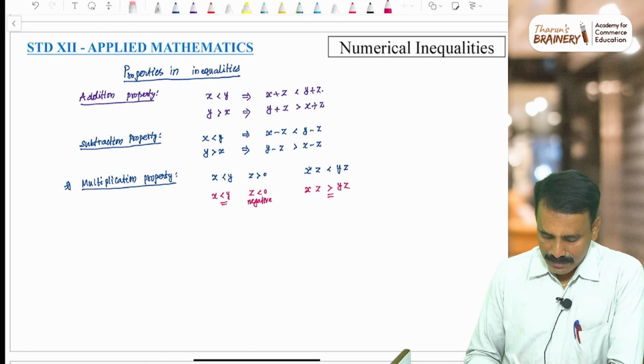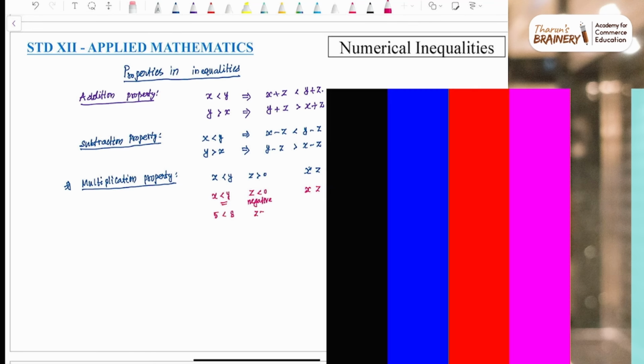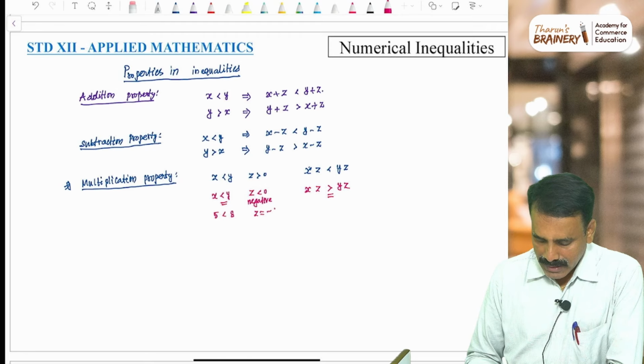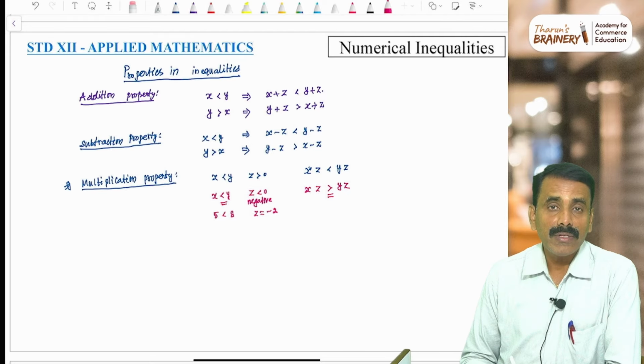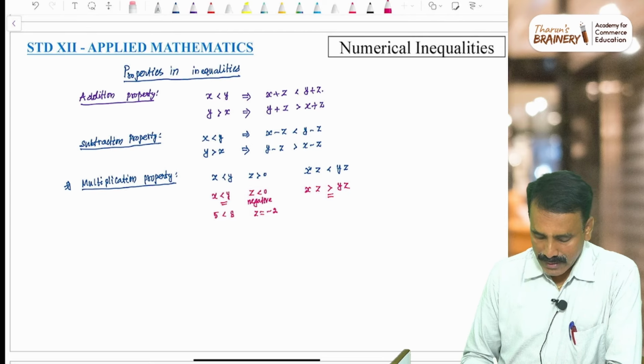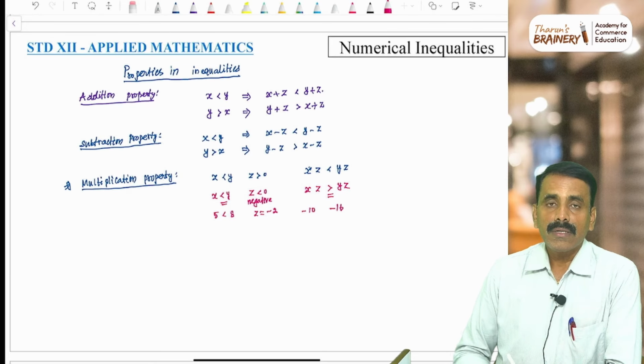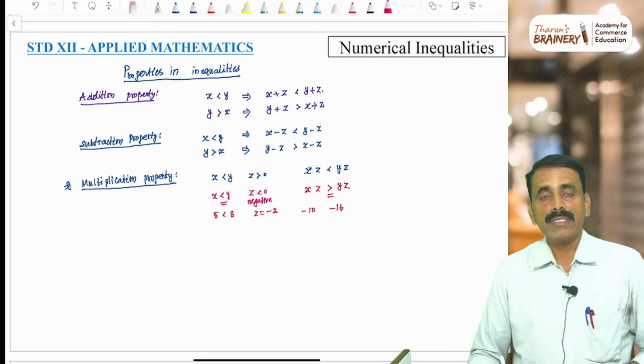Okay. For example, if we take 5 is less than 8, I multiply by z, which is going to be a negative value, say minus 2. I multiply by minus 2 on both sides of this inequality. What will you get? Minus 10, and when I multiply minus 2 with 8, minus 16. Is it clear? Which one is greater among minus 10 and minus 16?